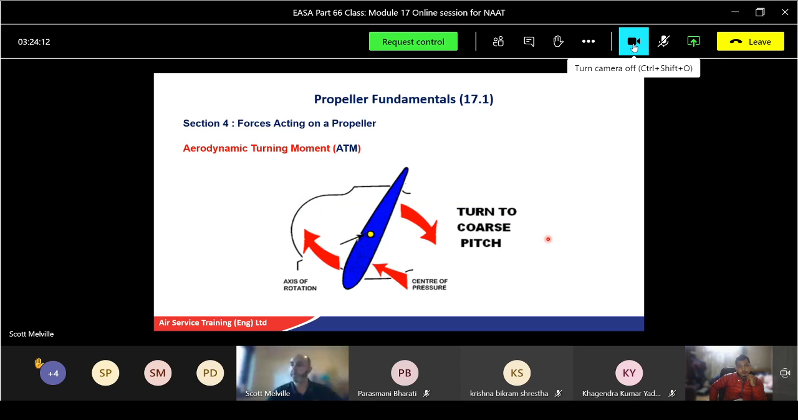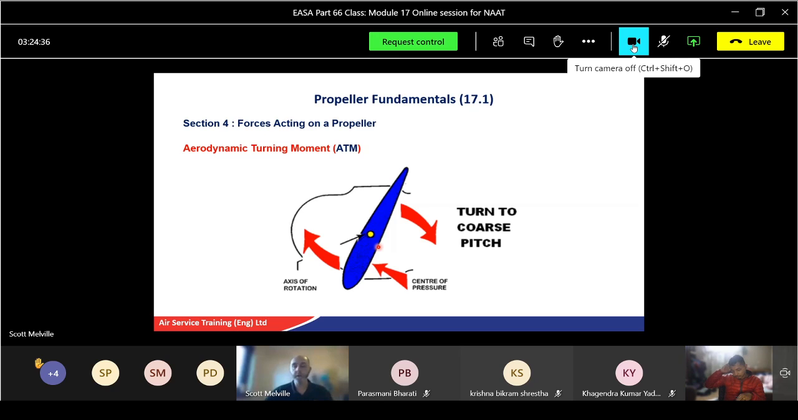So there's your ATM. This time, different from coarse, it's now trying to make it a coarser pitch, whereas CTM was trying to make it a finer pitch. Purely because of the aerodynamic shape of that, the faster you go, the more relative airflow going into there, which will give you lift, in our case, thrust. So two forces doing two different versions.